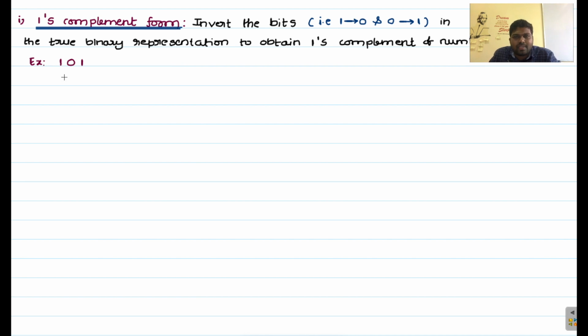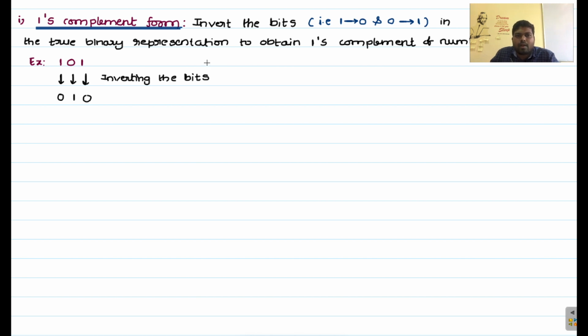Okay, so for this number, 101 means 5 in decimal, right? For this number I have to find the one's complement form. We already have a statement: invert the bits in the true binary representation to obtain the one's complement form number, right? If I invert this number, what will you get? 1 means you take 0, 0 means you take 1, 1 means 0. Here I am writing 0 1 0. So this is one way.